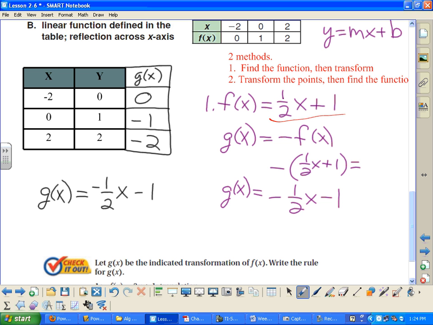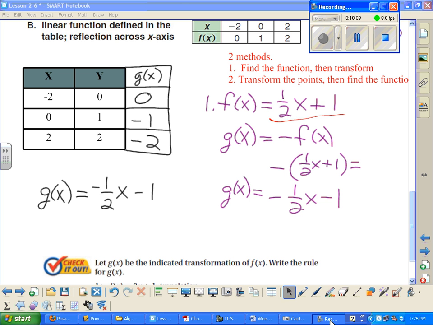So you could use either method to do it. You could transform the points, find the equation of the line, or find the equation of the line and then transform that. You could do it either way. What's that? This one was way easier? Okay, then use that method where you transform the points first. It's actually up to you which method you use.